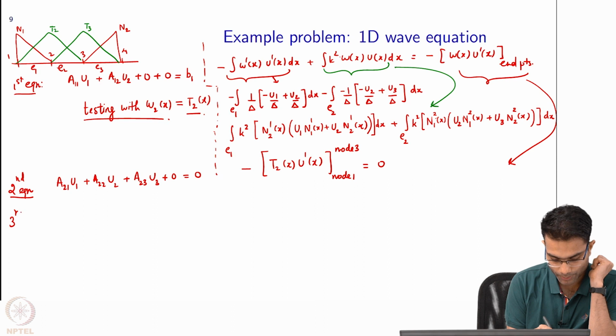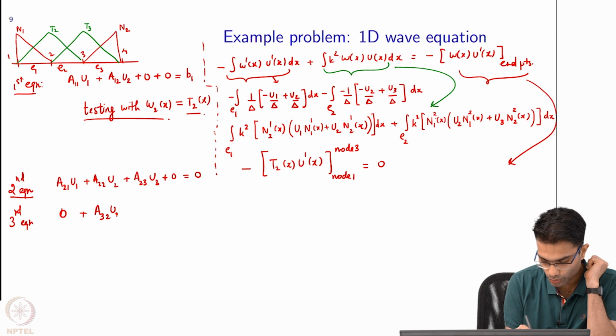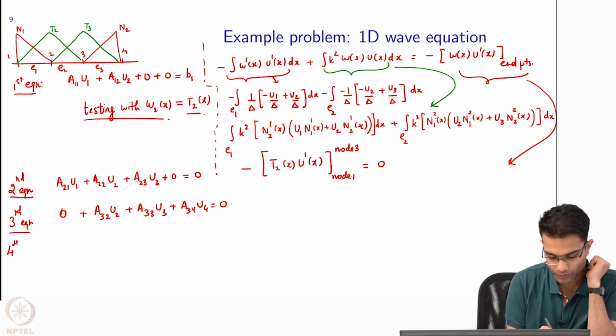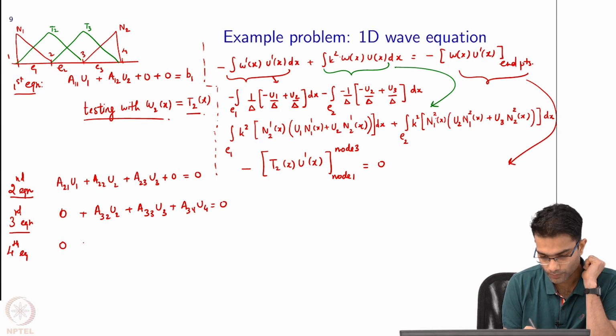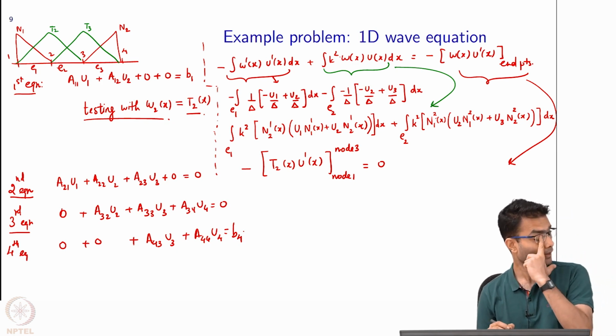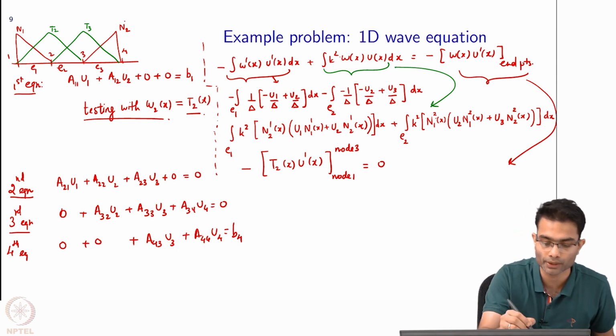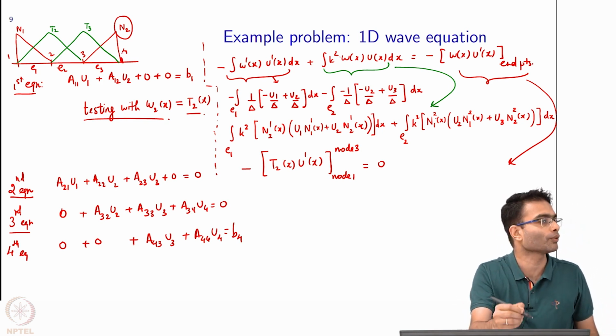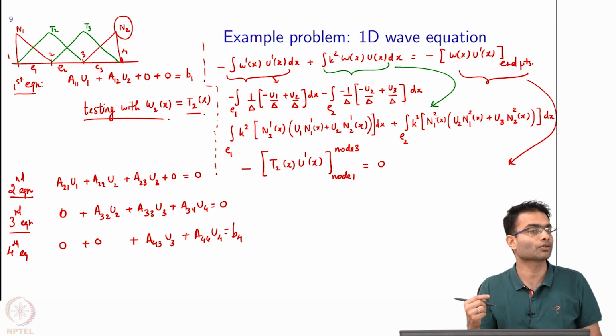So, exactly, now let us see the pattern. Third equation, so it will be 0 plus A32 U2 plus A33 U3 plus A34 U4 is equal to 0, and fourth equation will give me 0 plus 0 plus A43 U3 plus A44 U4 is equal to B4, right. Now, the right hand side, when I choose my N2 over here in the final equation, its value at the endpoint node is 1. So, that is why I get a non-zero contribution over here.